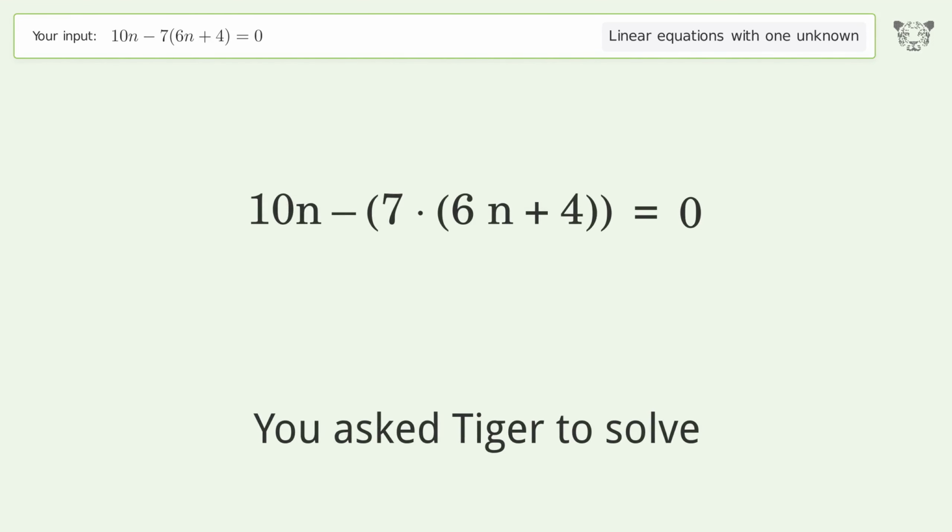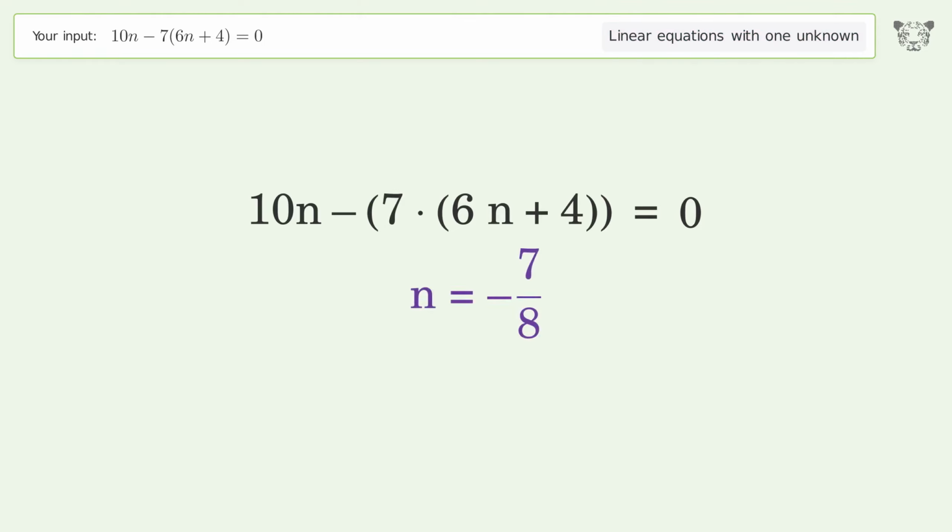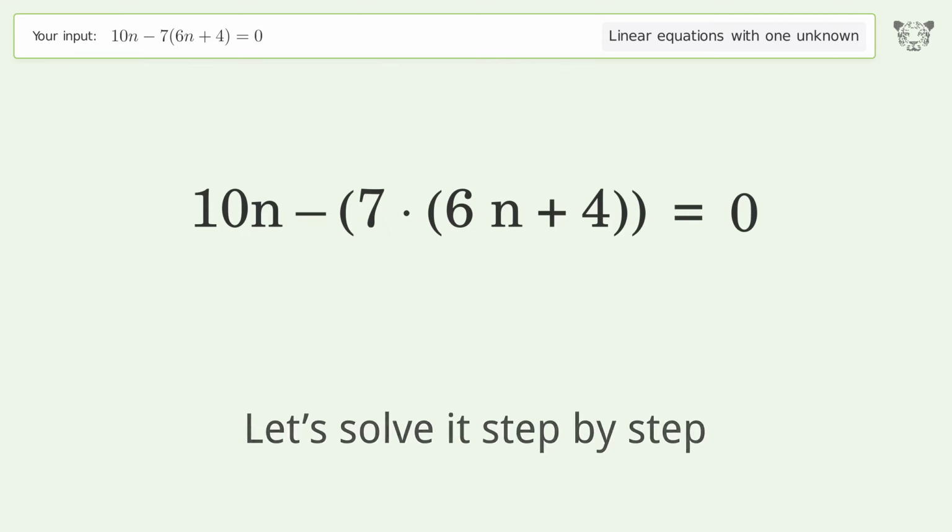You ask Tiger to solve. This deals with linear equations with one unknown. The final result is n equals -7/8. Let's solve it step by step.